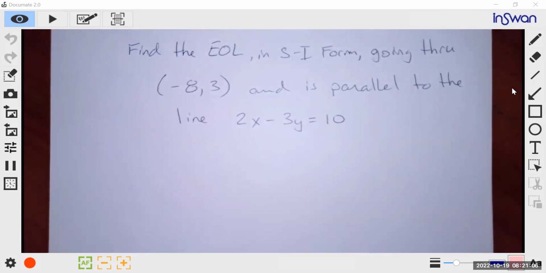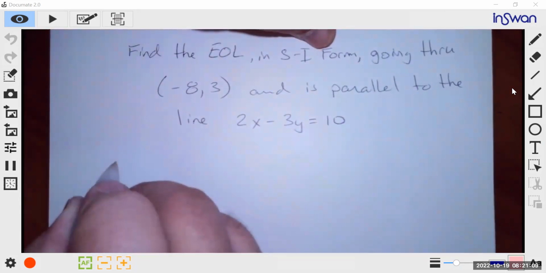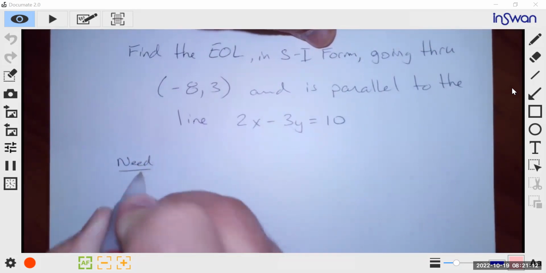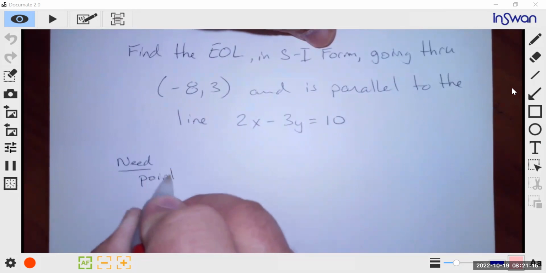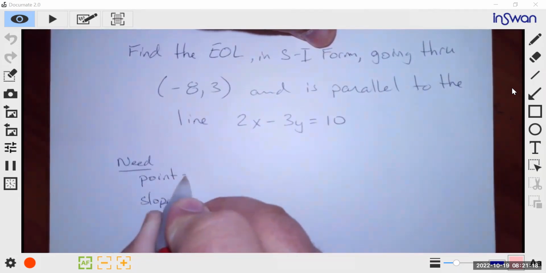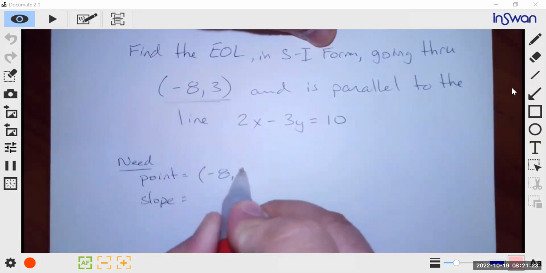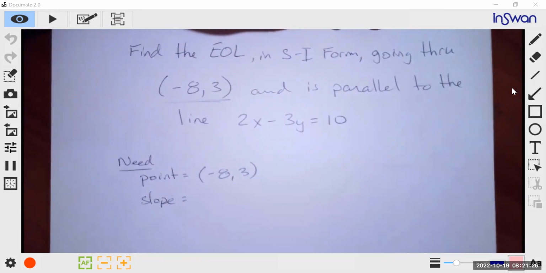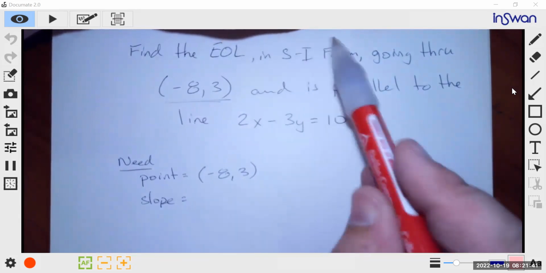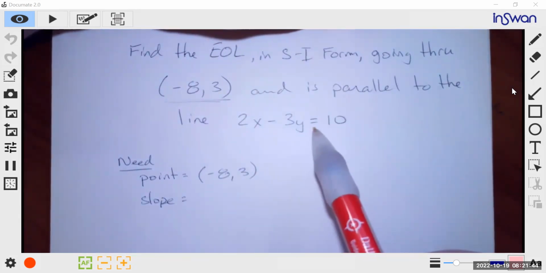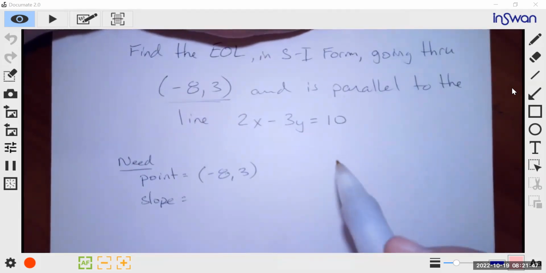Remember, what 2 things do we need? A point and the slope. Well, we have the point, so that's given to us already. Do we have the slope? Can we find the slope? All it tells us is that the line we're finding has to be parallel to this equation. If they're parallel, what has to be true?